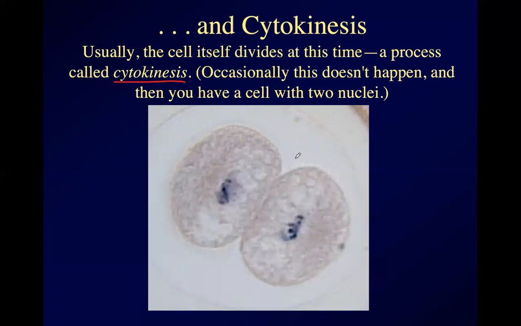If it doesn't, then you end up with a cell that's got two nuclei, which would be pretty unusual in human tissues, but there are some organisms where that can happen, and you can have cells with two or often more than two nuclei. We don't really need to get into that. But usually at the same time when you have telophase going on, the entire cell will pinch in two, kind of like twisting a balloon in two, and you end up with two separated cells. So telophase is what the nucleus is doing. Cytokinesis is the division of the entire cell, and usually they happen at the same time.